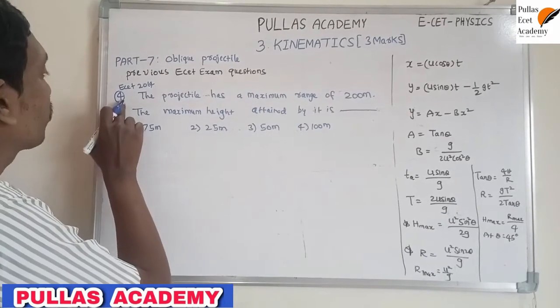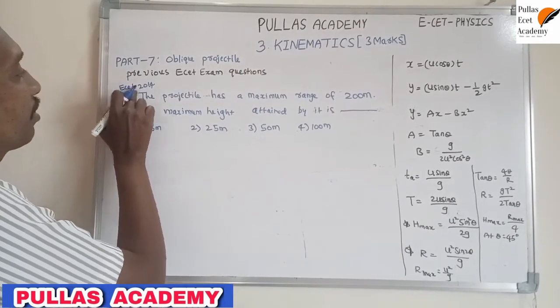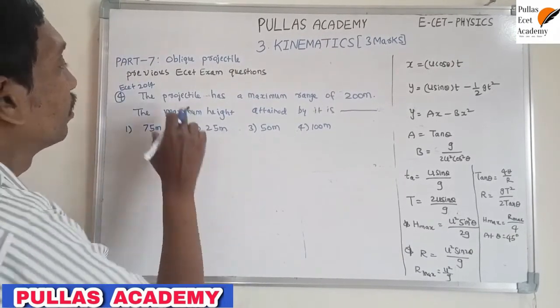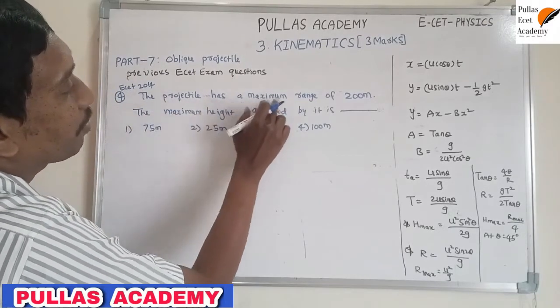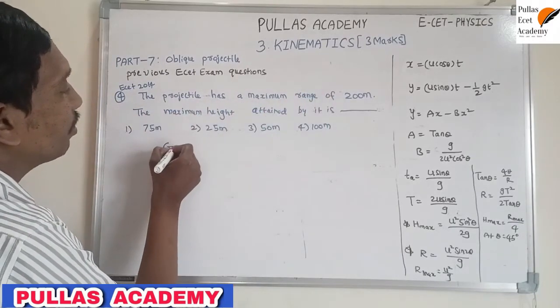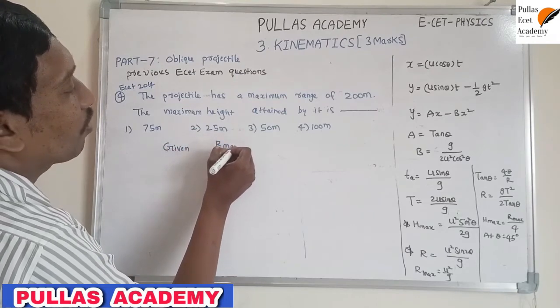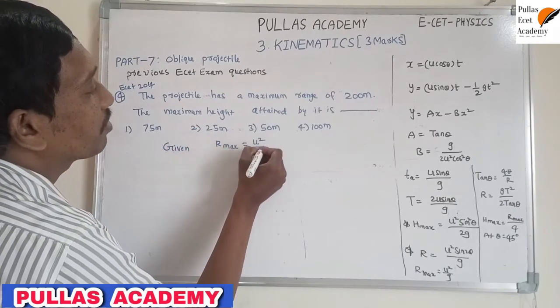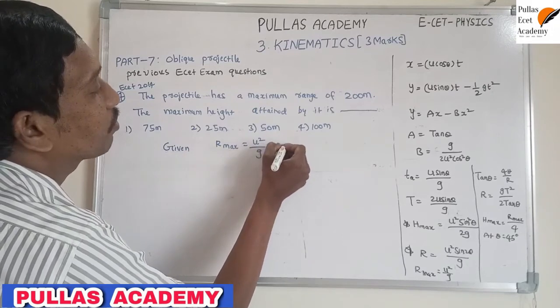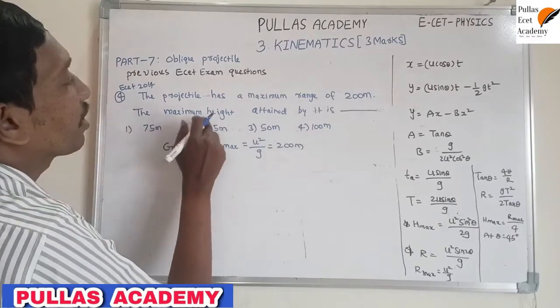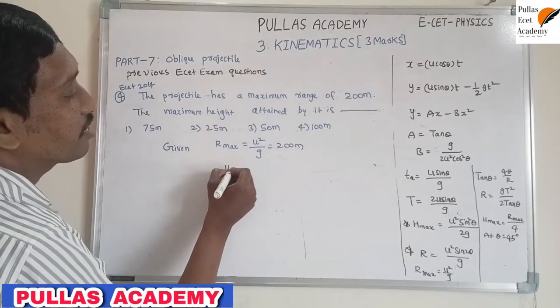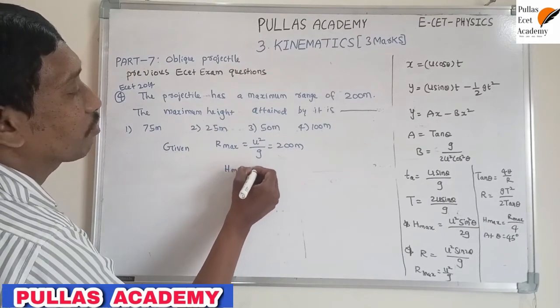Last question, question number 4, is repeated in the ECET 2014 paper. Here the projectile has a maximum range. The given value is for maximum range, that is R maximum. What is the R maximum formula? u square by g is given as 200 meters. And the maximum height attained is asked. H max is asked. This is the question.